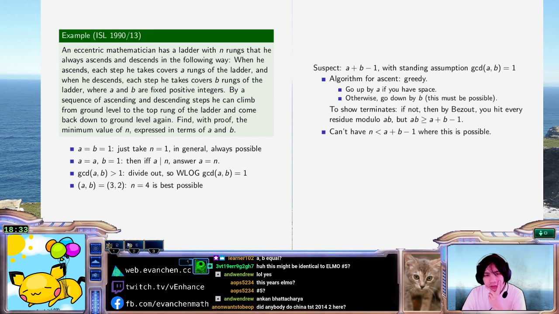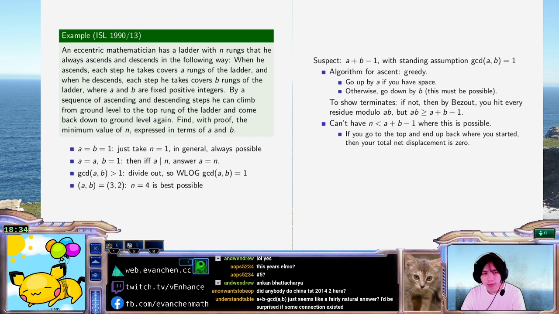I almost want to think if I can do the same procedure again, actually. Like, can I say I have to hit every residue or something? Yeah. So if you go to the top and end up back where you started, then your total net displacement is 0.